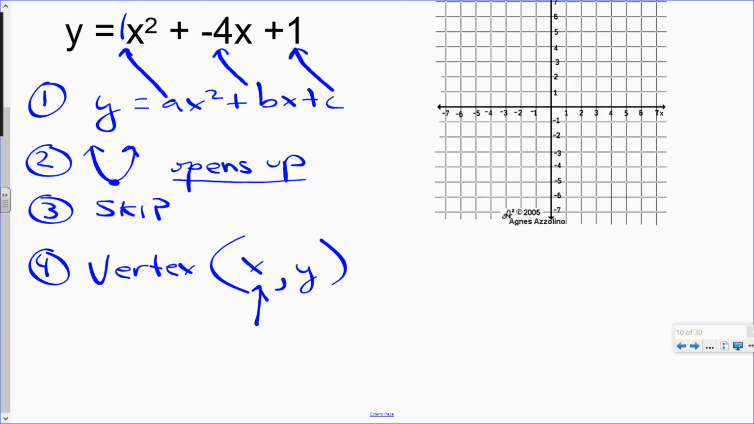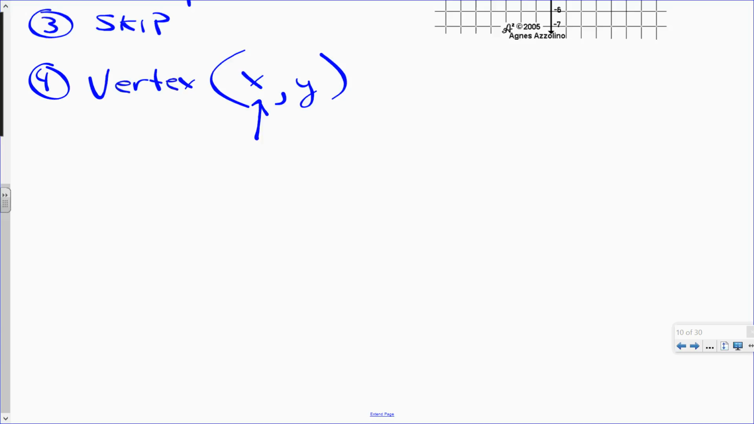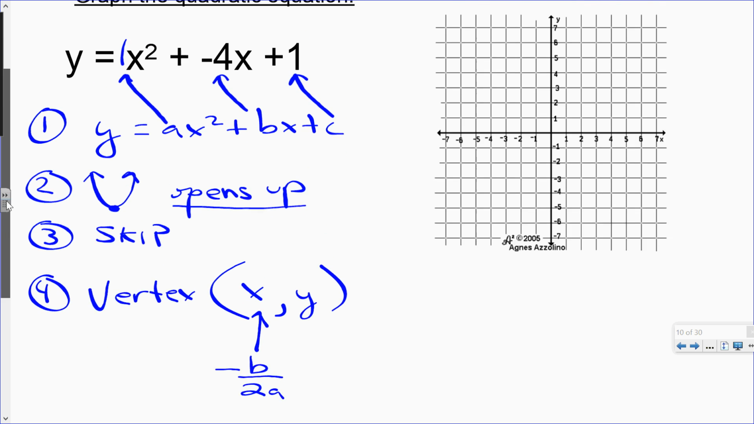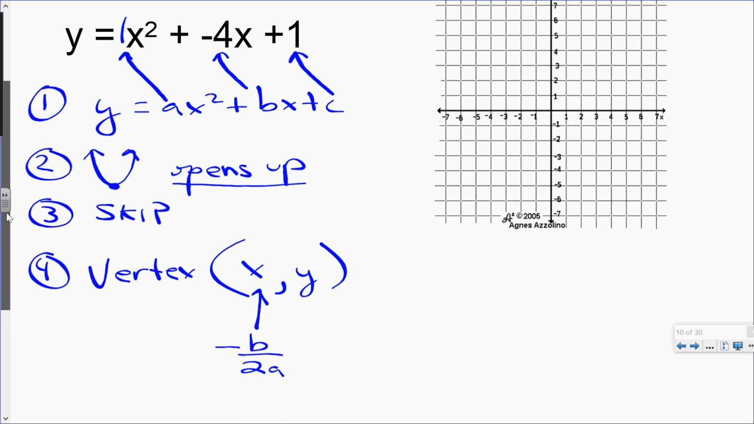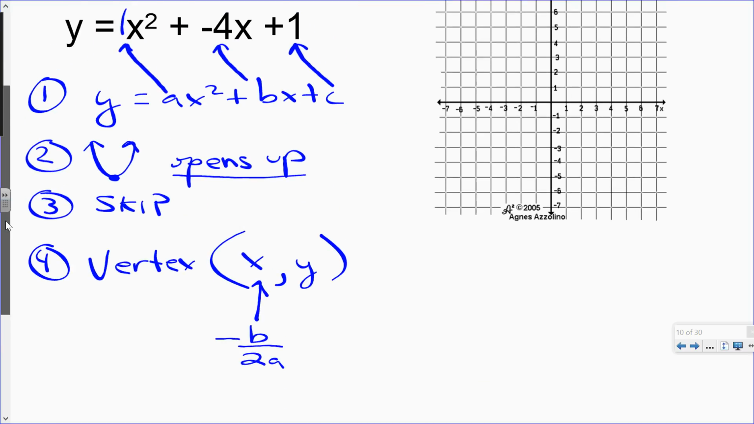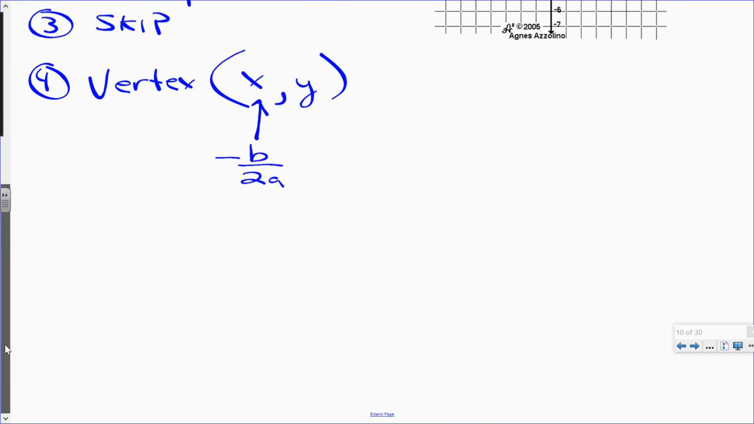And the formula, one more time, Grundy, was what? Nice. Negative b over 2a. That's only the x coordinate. Let's figure out what that value is. You guys know how to interpret a quadratic equation now. So negative b, so b is negative 4, over 2a, a is positive 1. Let's plug it in here.